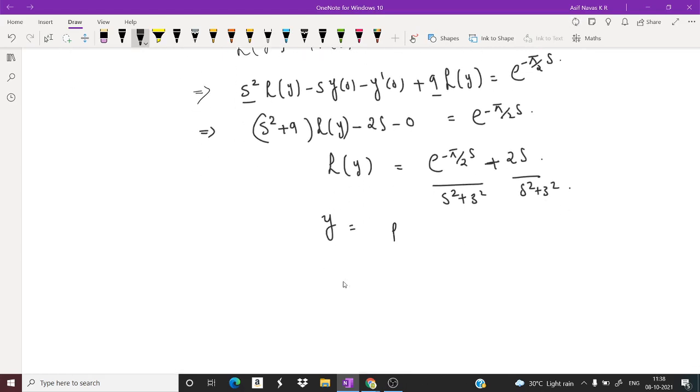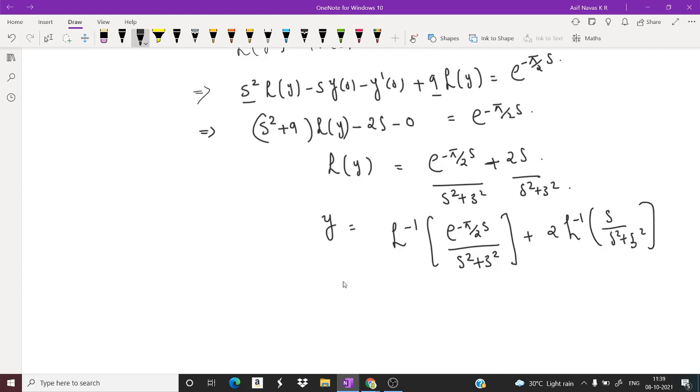Split here. L inverse of e raised to minus pi by 2 s by s square plus 3 square. Since e raised to appears there, we can use the second shifting theorem. Plus 2 into L inverse of s by s square plus 3 square. So what is this? This is L inverse of e raised to minus pi by 2 s into 1 by s square plus 3 square, plus 2 into the Laplace transform of cos 3t, that is, s by s square plus 3 square, right? And the first is sin 3t by 3.